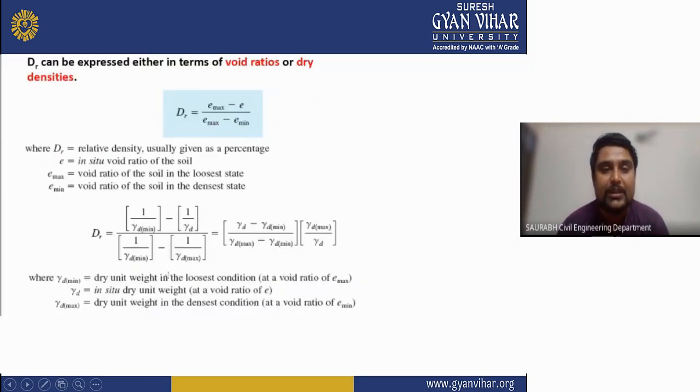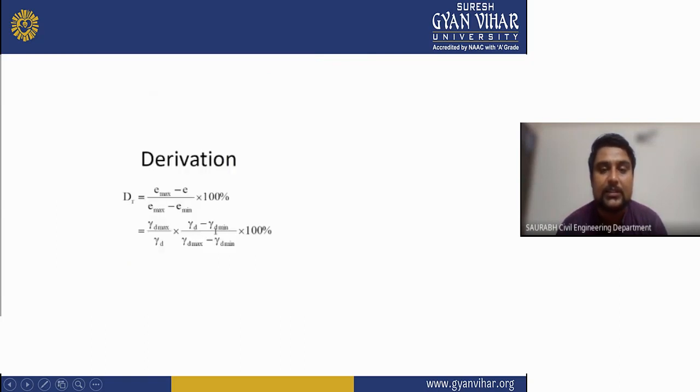Now Dr can be expressed either in terms of void ratio or dry density. Dr will be equal to (e max minus e) over (e max minus e min), where Dr represents relative density, usually given as a percentage, e is the in-situ void ratio of the soil, e max is the maximum void ratio of soil in the loosest state, and e min is the void ratio of soil in the densest state.